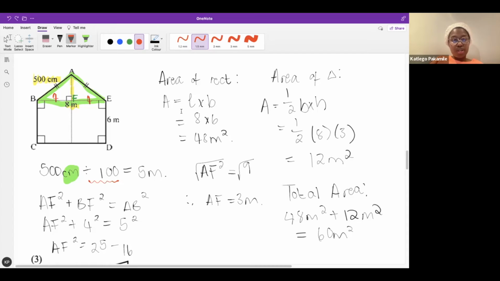How is the height 3? Jason, we just did Pythagoras. Look here. AF, that's there to there, plus BF, that's there to there, equals AB. And then we did the whole calculation and we found that AF is 3 meters.